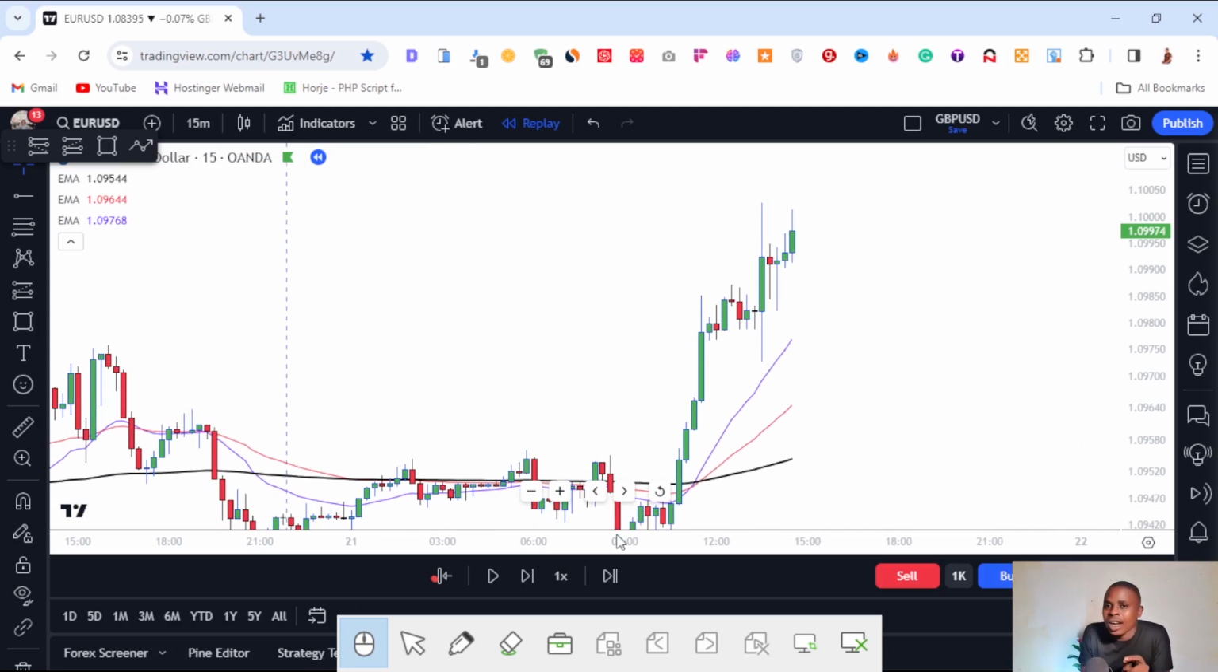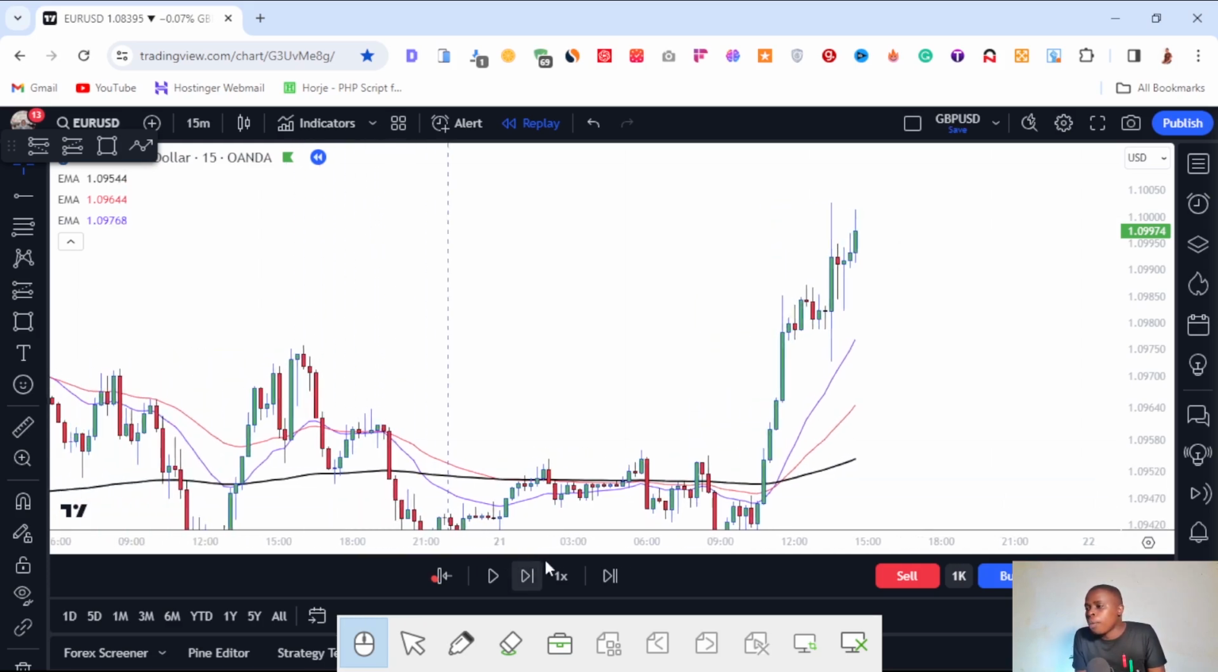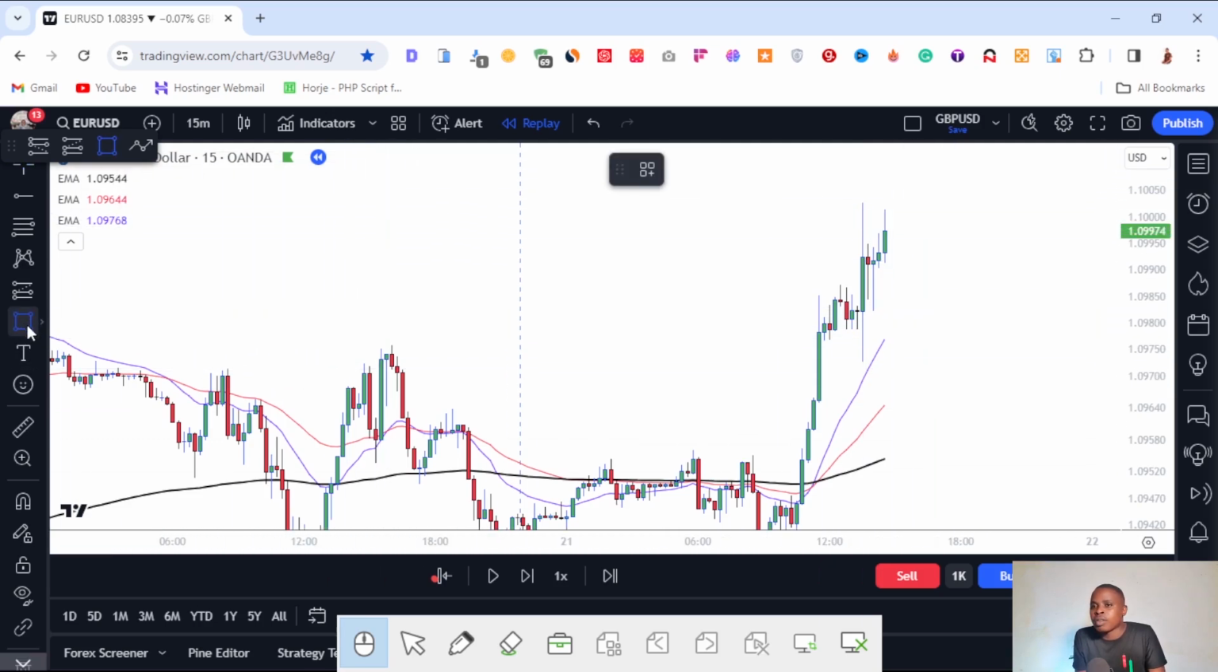What is an area of value? It is a level where the market has reacted to and is likely to react to again. So how do you identify these zones? You look back to the left. We are here. We look back to the left and we mark levels.